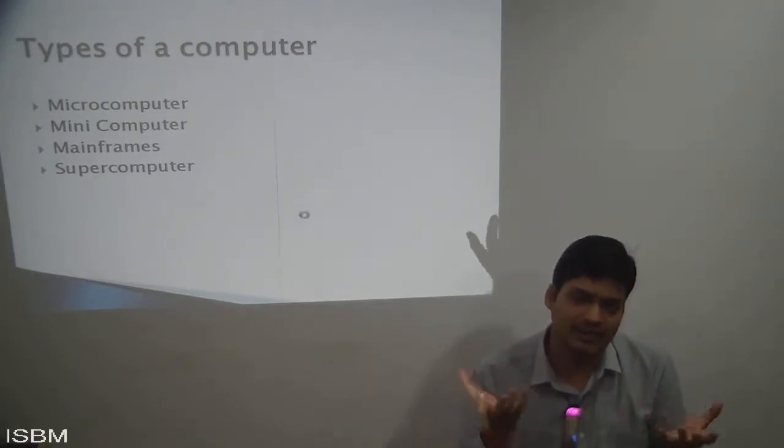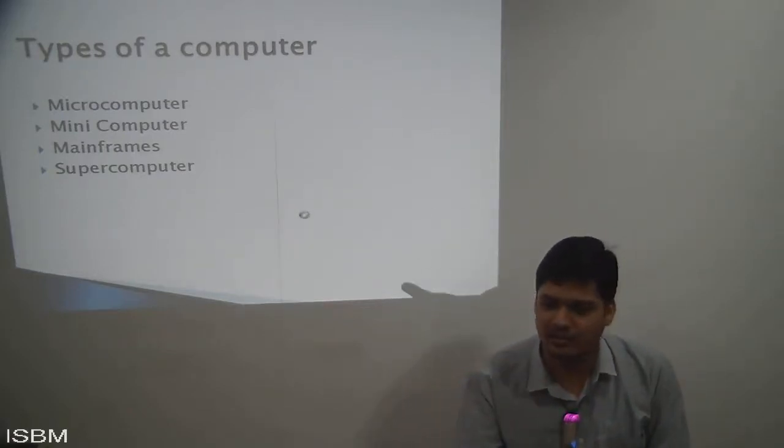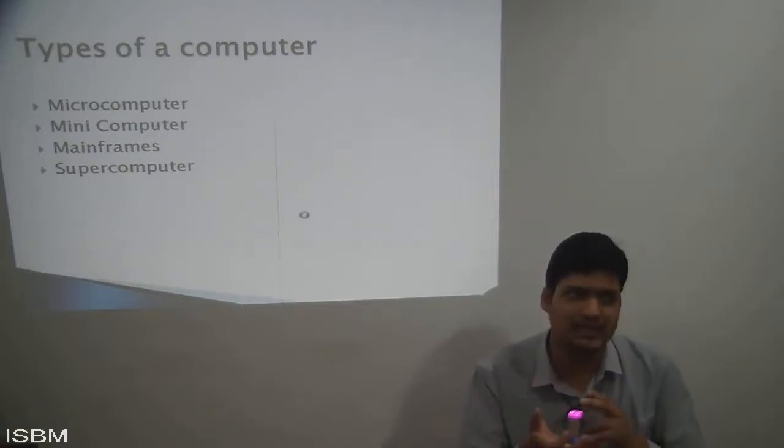There are different kinds of operating systems. To give you an example, Windows itself is an operating system. Then Windows NT, Windows 2000, there are a lot of operating systems.